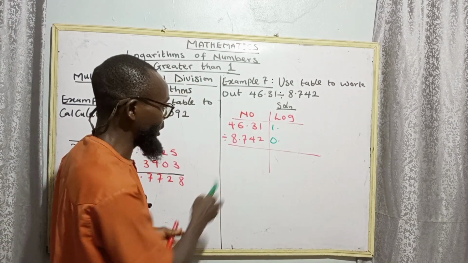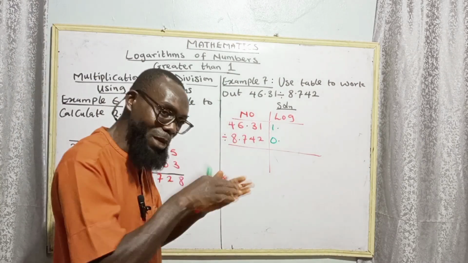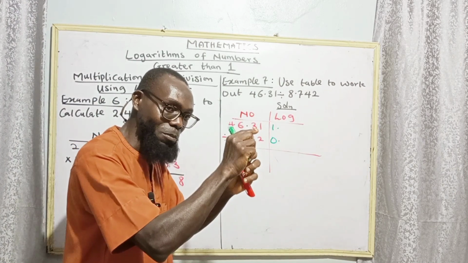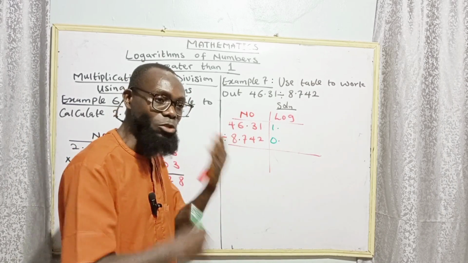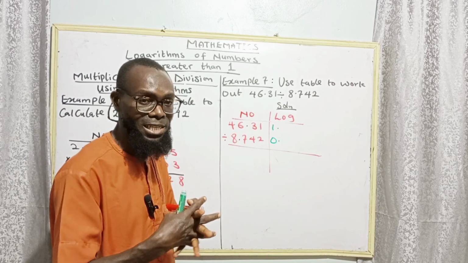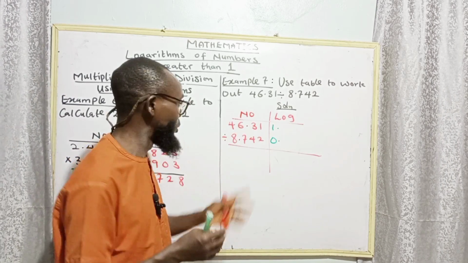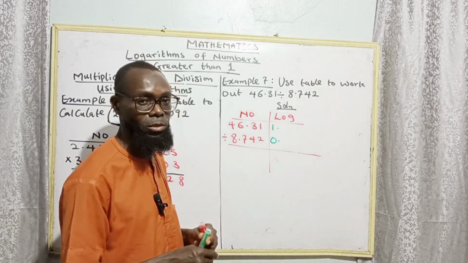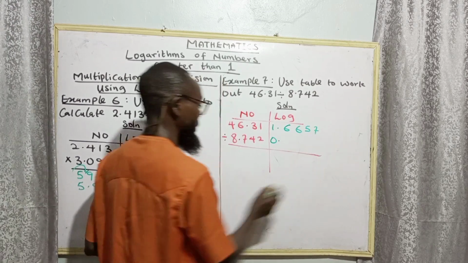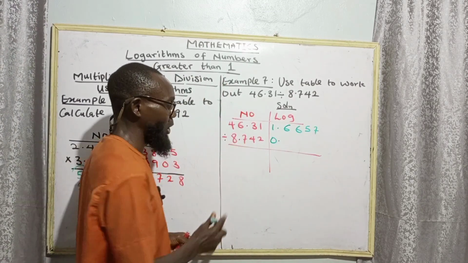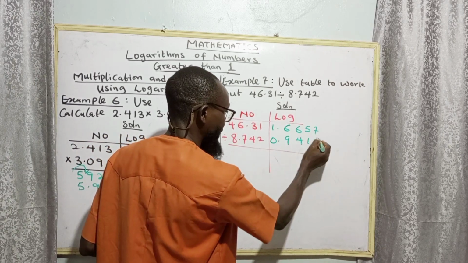Now, let us check logarithm. 46 under 3 difference 1. Don't forget, make sure you are checking logarithm carefully, because there will always be a mistake. And that's why after this class, you have to do a lot of exercises in order to get used to this logarithm table. So let's check 46 under 3 difference 1. We have 6, 6, 5, 7. Now let's check 87 under 4 difference 2. We have 9, 4, 1, 6.